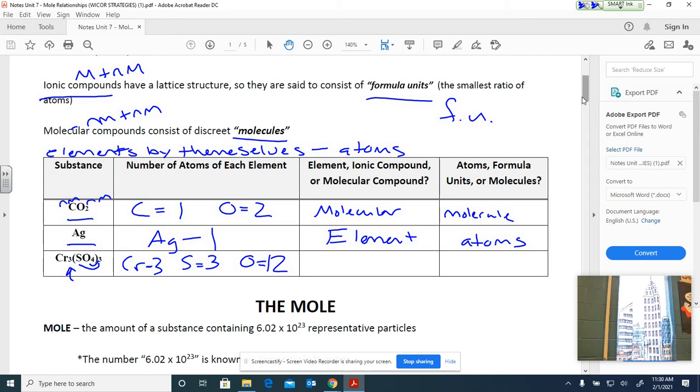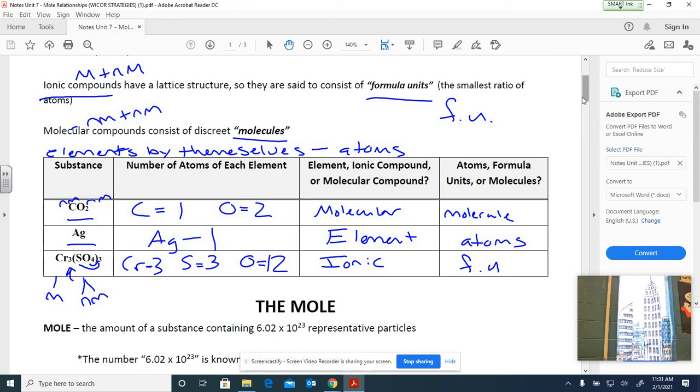Now, is it ionic or is it molecular? Well, it's not an element. It's got more than one element in it. It's bonded. It's a compound. Chromium is a metal, and sulfur and oxygen are nonmetals. So that's a metal nonmetal compound, which would make it ionic. For things that are ionic, you can write FU, or you can write out formula units, meaning the same thing. That's just what they're called, formula units versus molecules.